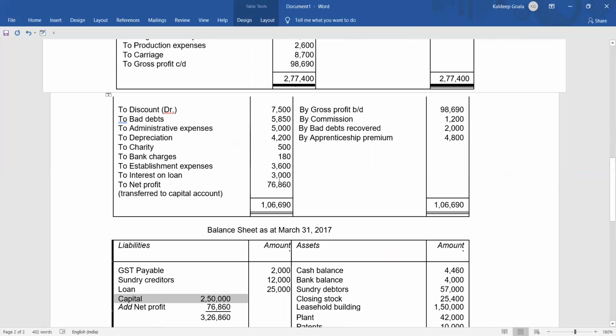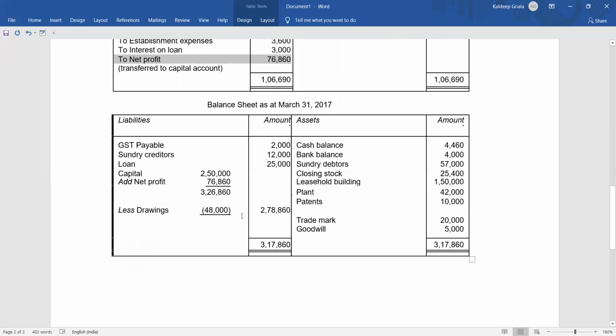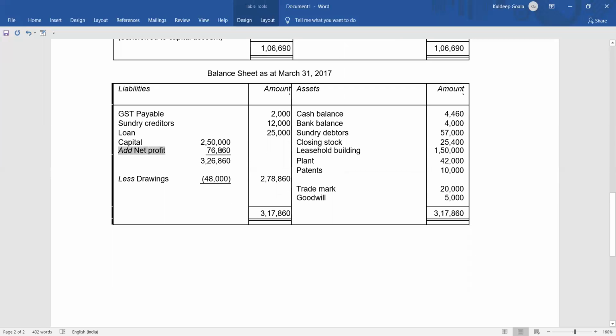First of all, the net profit is going to be added. That is 78,000. Sorry, 76,860. So add net profit 76,860 rupees. The total comes to 3,26,860.